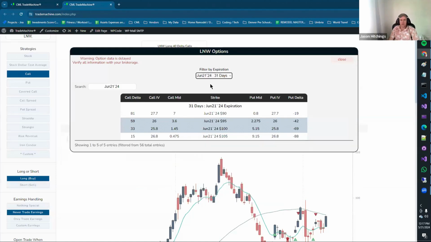So I'm looking 31 days out, and we know that we want a call delta of, or as close to, 40 as we can get. We can see that these are the deltas we have to look at. And so the 33 is the closest to the 40 delta. And so we're going to be looking at this 100 strike, as we mentioned.